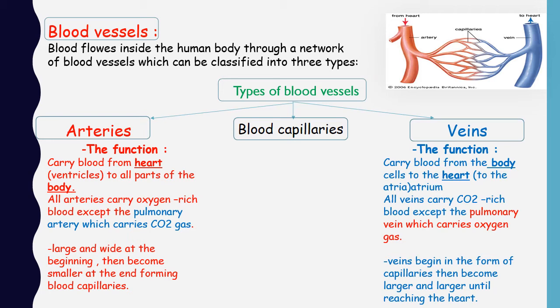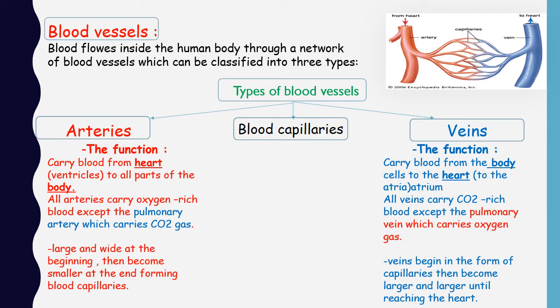What about the veins? Veins are blood vessels which carry blood from the body cells to the heart. That means, Miss Rasha, the blood enters the heart through veins. Yes, the blood will enter the heart through veins. All the veins carry blood rich in carbon dioxide from the body cells to the heart, except one vein, which carries blood to the heart that is rich in oxygen. This vein brings the blood from the lungs.